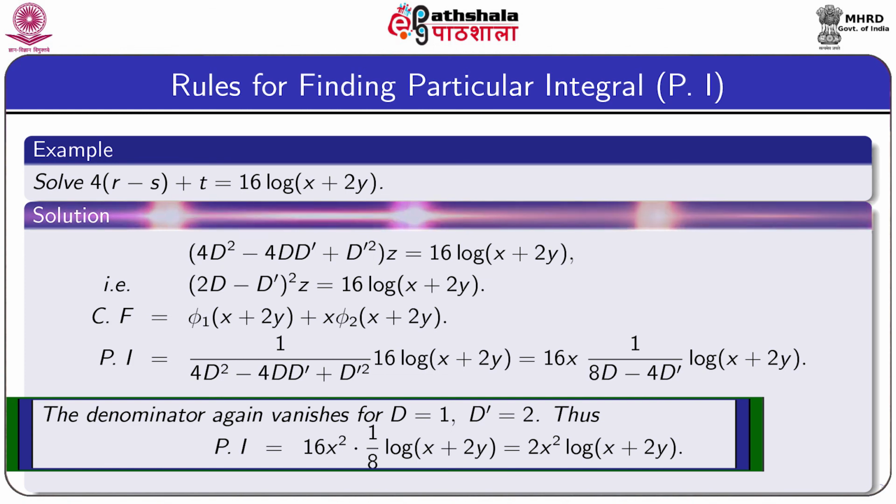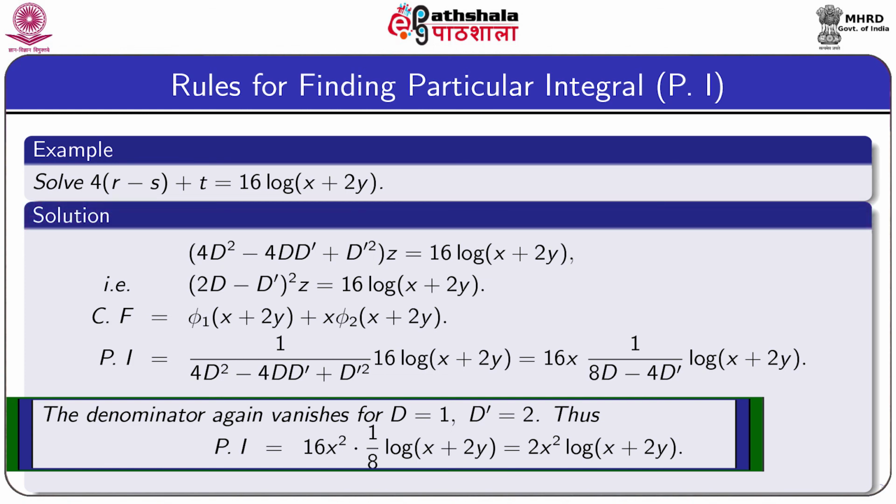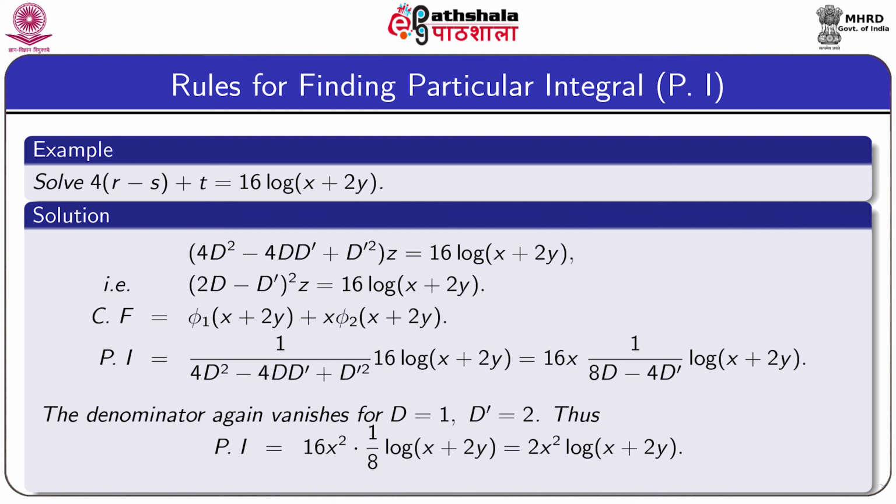Again the denominator vanishes for D equals 1 and D dash equals 2. So, it again becomes x divided by F dash. So, in this case the F function is 8D minus 4D dash, so its derivative with respect to D is only 8. So, the particular integral is 16 x square divided by 8 into log(x plus 2y). So, after simplification it becomes 2 x square into log(x plus 2y).